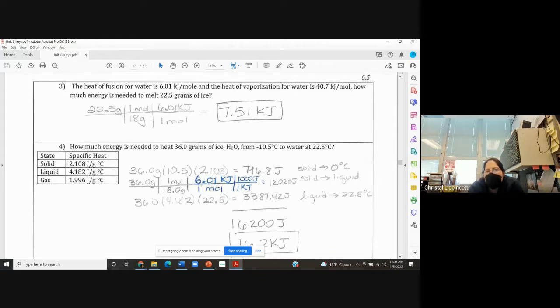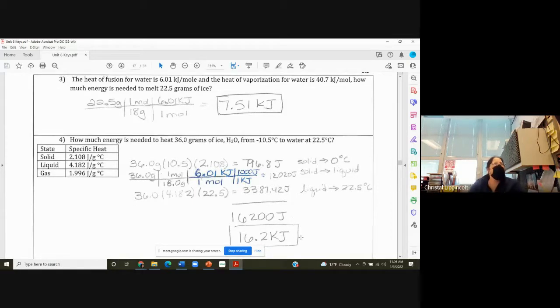Then I'm using that heat of fusion right here, getting it into kilojoules per mole. But these were in joules. So therefore, I want to get this into joules so that I'm in like terms. Does that make sense? So when I add these together, they add right. And then here, I've got the same mass, but now my specific heat is different because I'm dealing with a liquid. And that liquid is going from 0 to 22.5. I add all of those joule amounts up. And then if you want to convert it into kilojoules, you can.